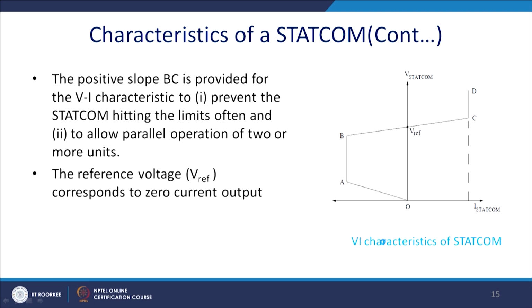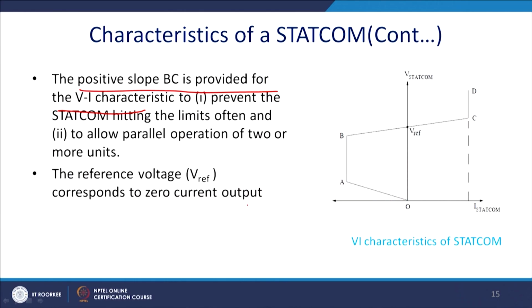The positive slope BC provides for the VI characteristics to prevent the Statcom hitting the limit often and allows the parallel operation of more than 2 units. So, you can put more than 2 units if the power rating of the Statcom cannot meet that particular area. So, we can put them into the cascade band.